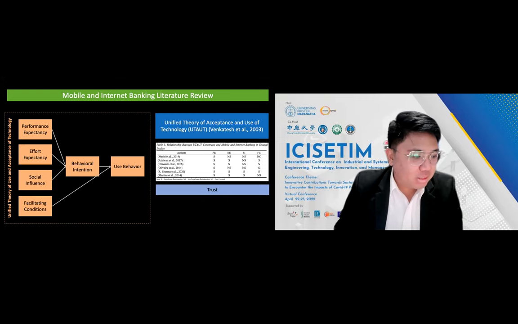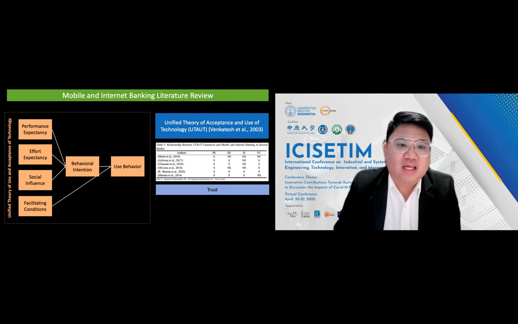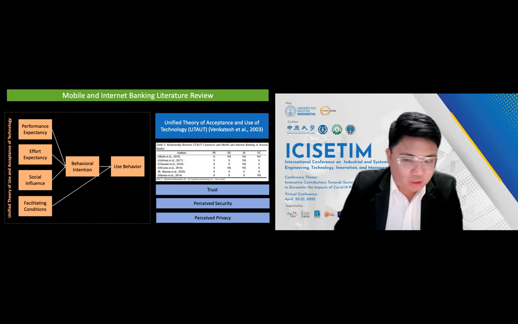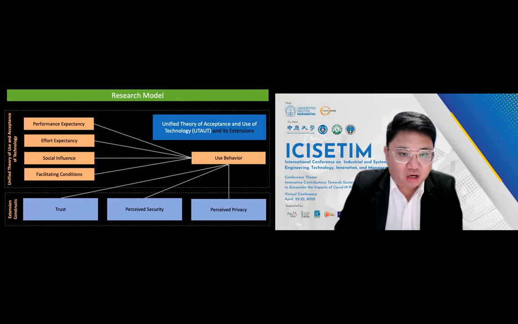Next slide, please. Also, aside from that, there are additional constructs that were added to the original UTAUT to make sure that the theory is aligned with mobile and internet banking. These constructs are trust, and the other two are, next slide please, perceived security and perceived privacy. And so with this one, we propose that the operating model, next slide please, for this study should incorporate trust, perceived security, and perceived privacy to understand the use behavior and adoption of eKYC for the bank customers. Next slide, please.